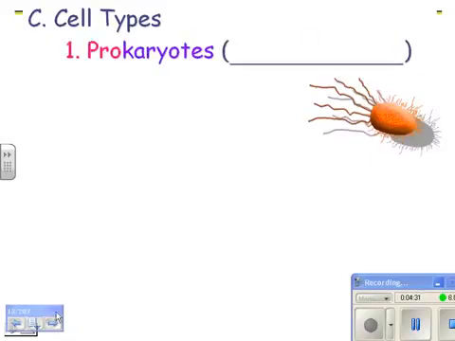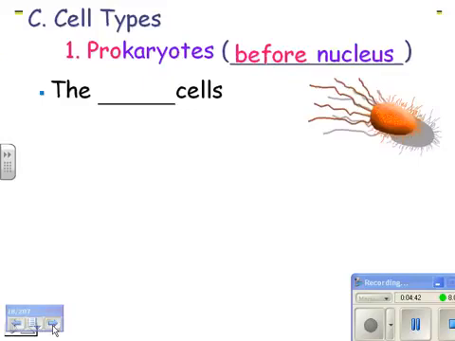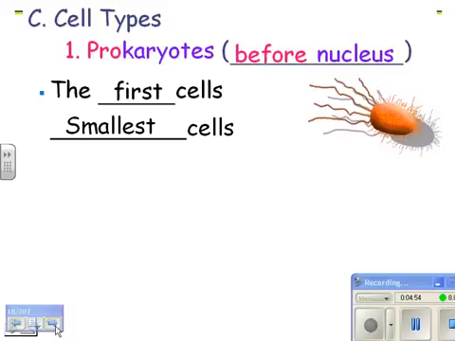So cell types, there are prokaryotes. Pro means before, and karyote means nucleus. So these are the first cells. If you think about the evolution of cells, it makes sense that you're going to have the simplest ones come first, and that's what happened. They're little and they're simple and there's not much to them. So these are the smallest cells. Each bacterium is about the same size as maybe one of your mitochondria, your little organelles.